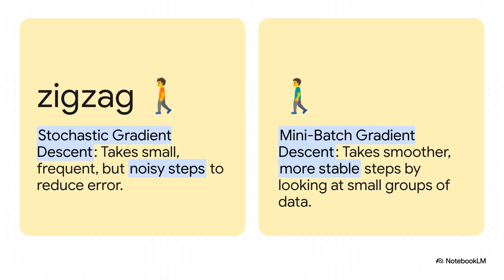One way to do it is to take lots of small, quick, but kind of noisy steps. You might zigzag down the hill a bit. A better method is to look at a small patch of ground before each step, which leads to a much smoother, more confident, and direct path downhill. That's really all that's happening. The AI is just finding the most efficient way down the hill to get to the best possible answer.